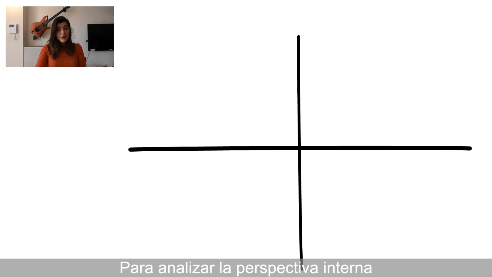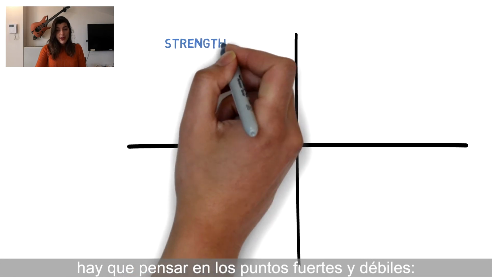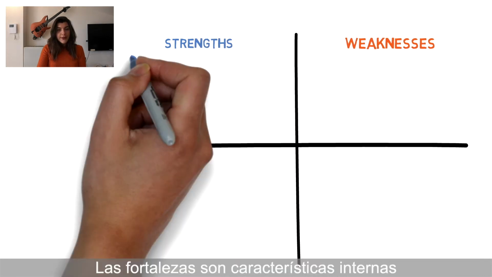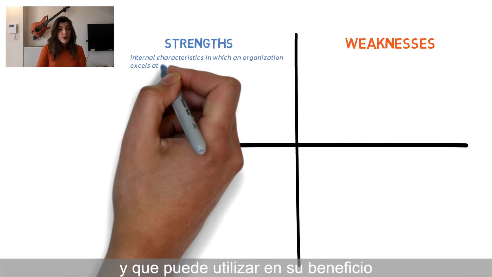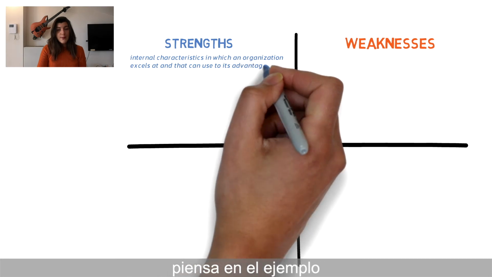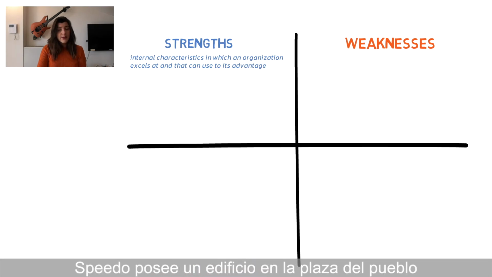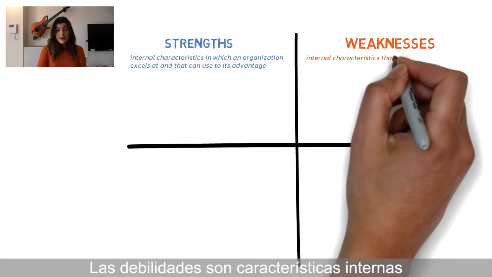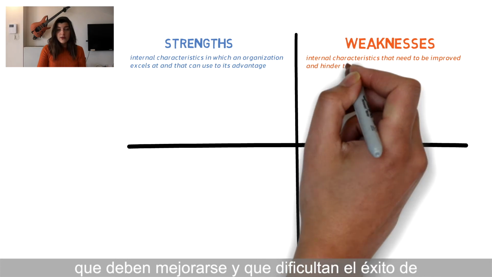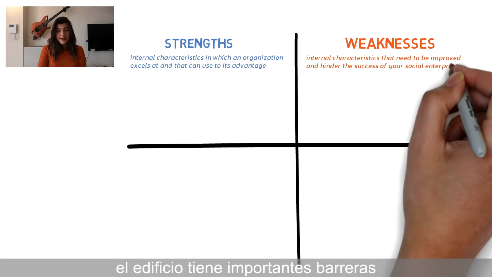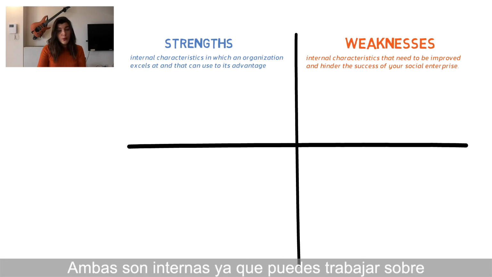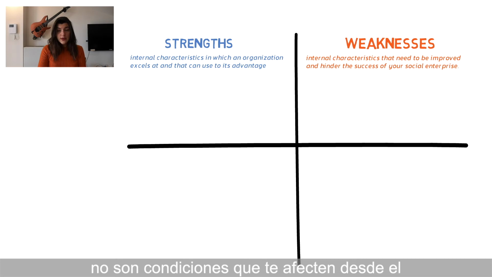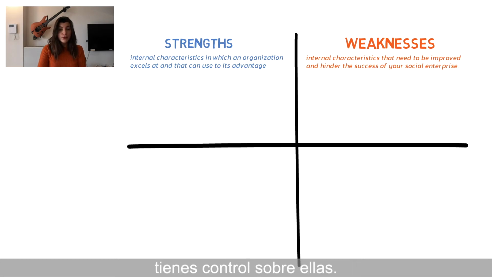To analyze the internal perspective, you need to think about strengths and weaknesses. Strengths are internal characteristics in which an organization excels at and that it can use to its advantage. Think of the example: Speedo owns a building in the town square. Weaknesses are internal characteristics that need to be improved and hinder the success of your social enterprise. The building has significant architectural barriers. Both of them are internal since you can work on them. They are not conditions that affect you from the outside, you have control over them.